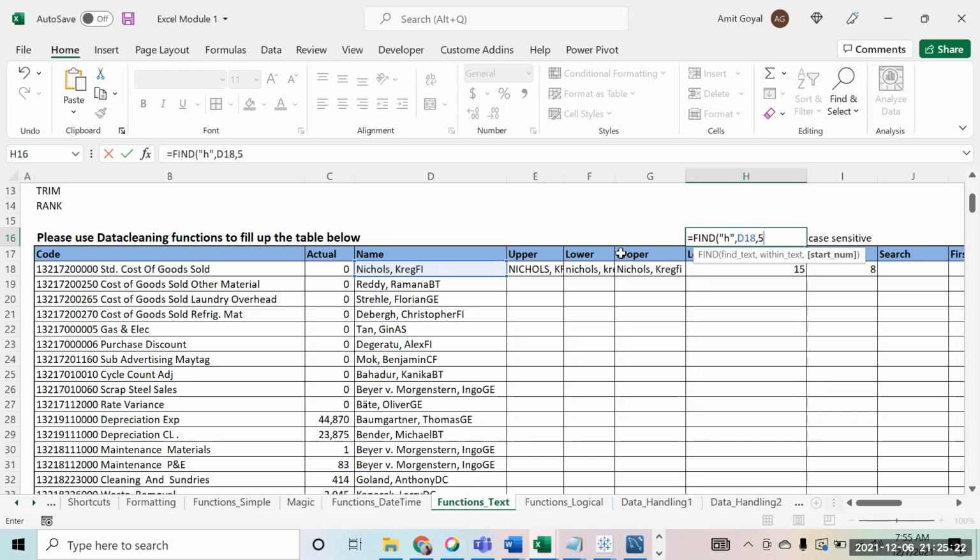If I say 5, that means it will start looking out from the 5th character. So fifth means it will start looking out from O. After O, if it finds any H, but there is no such H, so again you will get a hash value error. So you have a starting number as well. From where do you want to start looking out for it?